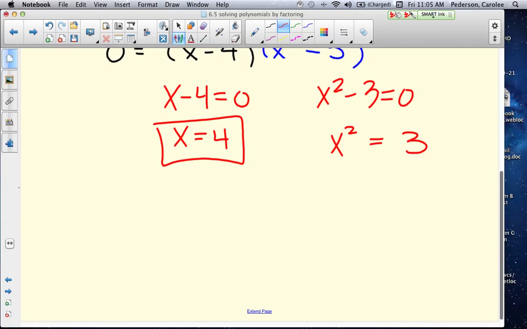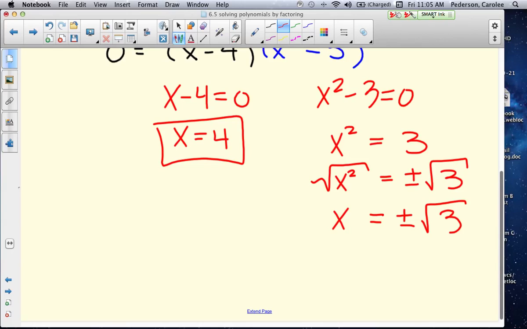And then notice there's an x squared. Remembering, to undo an x squared, you square root both sides. Students do sometimes forget that plus and minus in front of that square root of 3. So they undo each other, and then you have plus or minus the square root of 3. So you still have 3 roots. You have 4, and then plus or minus the square root of 3.